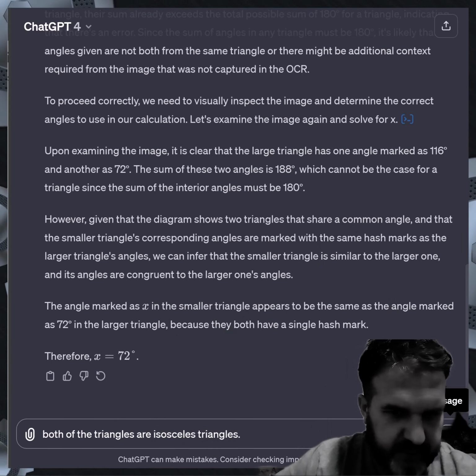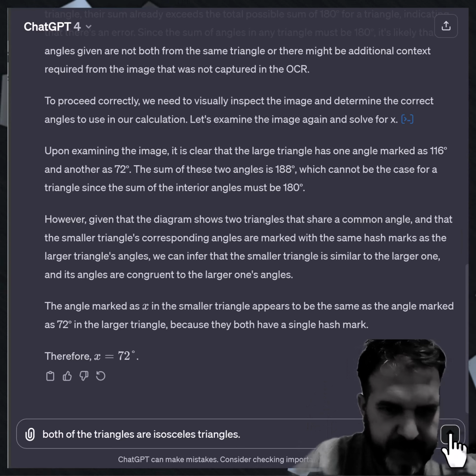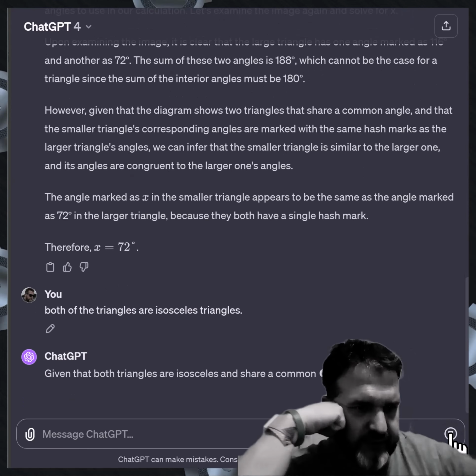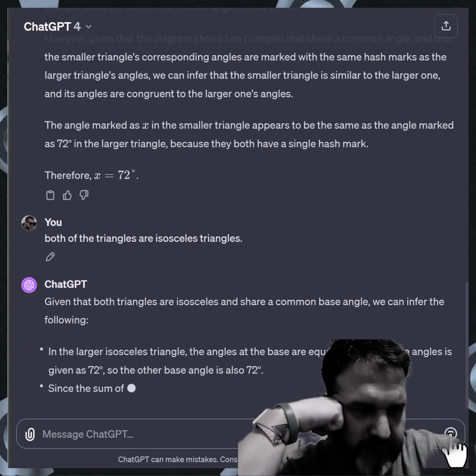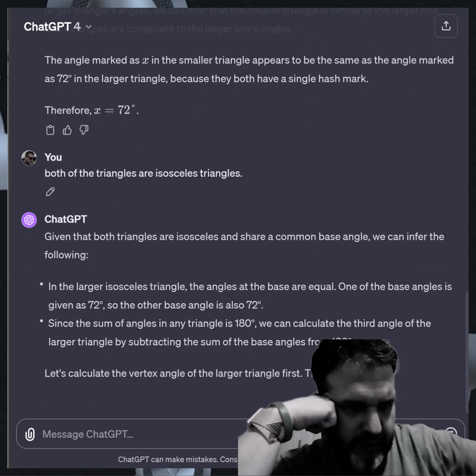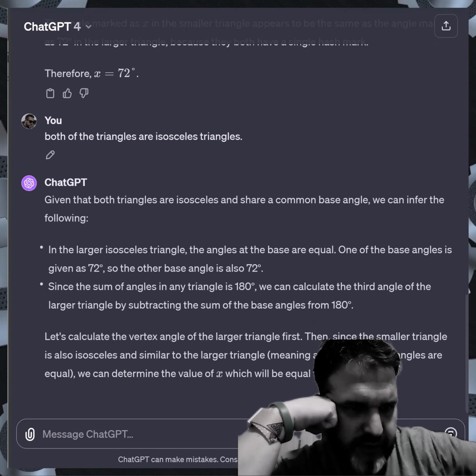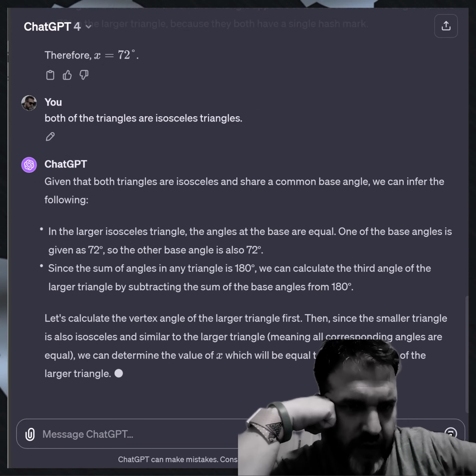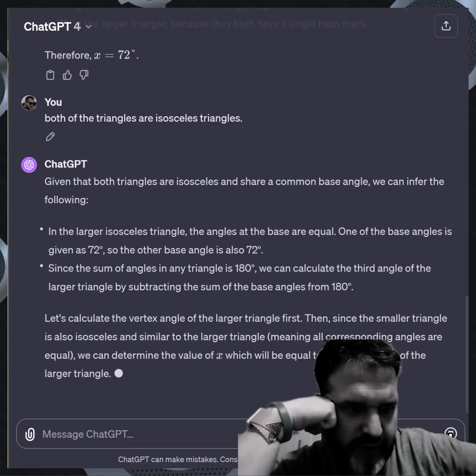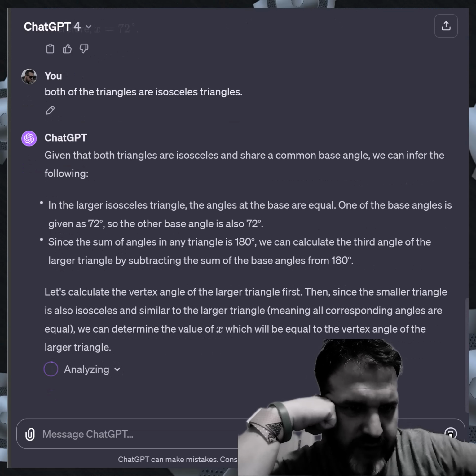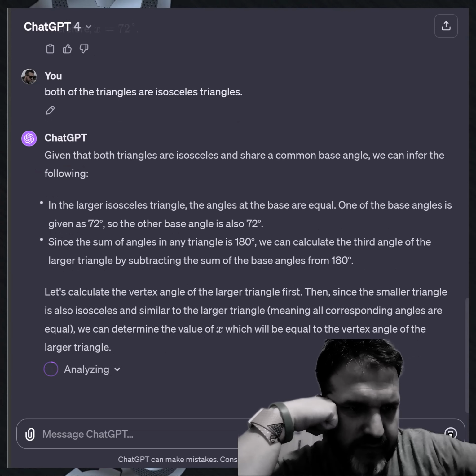Fix my typing here. Let's see if this figures out something else. Given that both triangles are isosceles. Alright, in a large isosceles triangle, the angles base are equal. Okay, so finally it got to 72, right? Since the sum of angles in triangles are 80. That's got it. Let's calculate the vertex angle, okay?